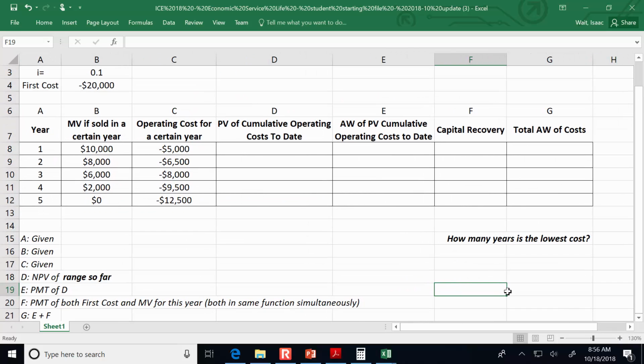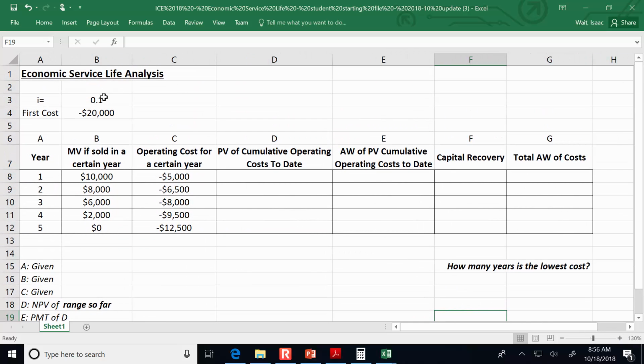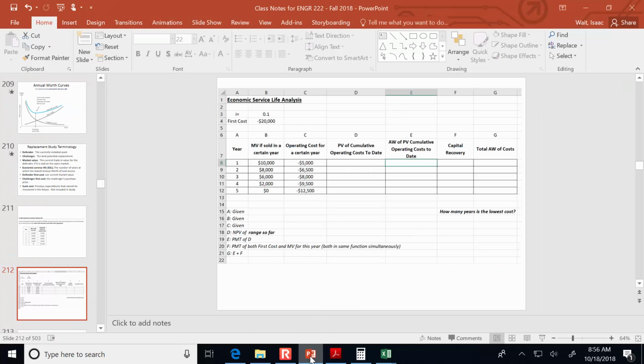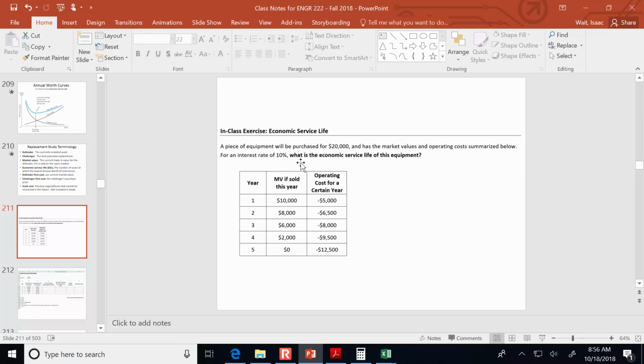All right, so I've got that template file up. By the way, I'll mention that the interest rate here is 10%. So the reason for that interest rate is time value of money has to be accounted for. All these amounts in the future aren't worth the same as if they had been spent in the present. So these market values, for instance, are going to have to be discounted. The operating costs are going to have to be discounted, and so on.